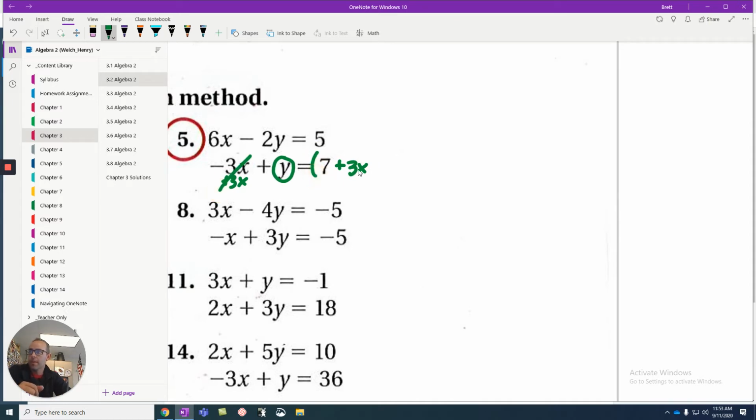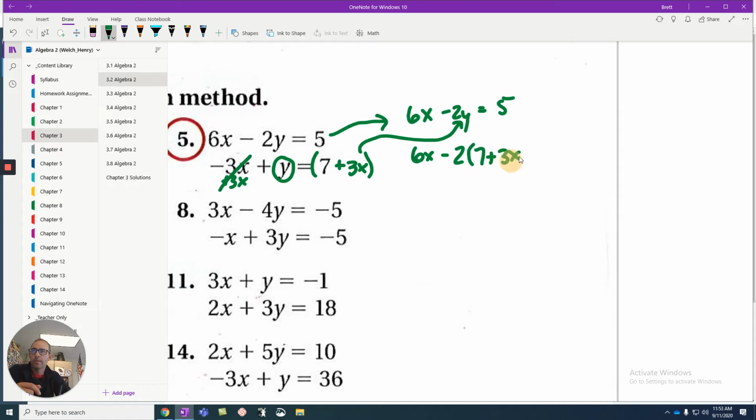I want to put parentheses around what it's equal to. I'm now going to take the other equation, 6x minus 2y equals 5, and I'm going to substitute into it. When I see y, I'm going to put this information in its place. That'll give me 6x minus 2 times (7 plus 3x) equals 5. So you can see where I took the y out and I put the parentheses in its place.